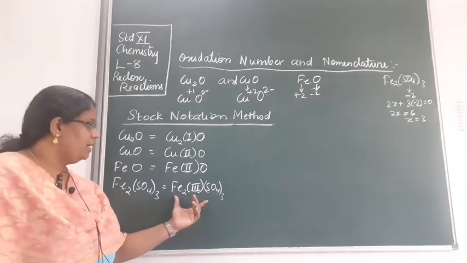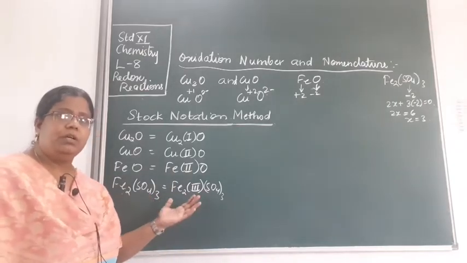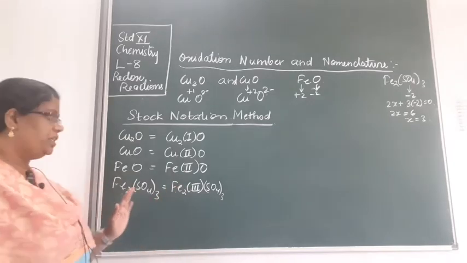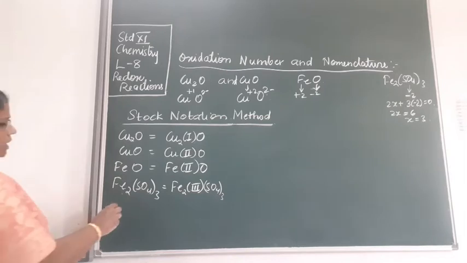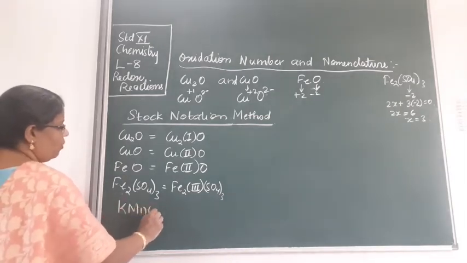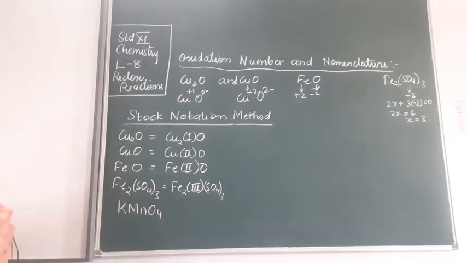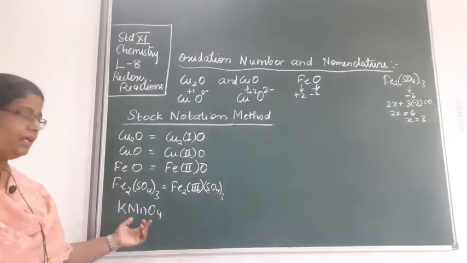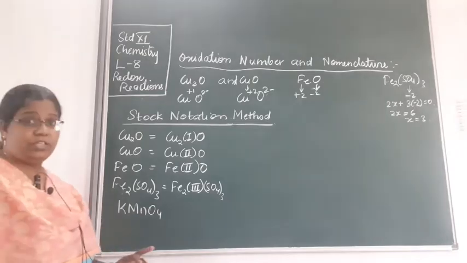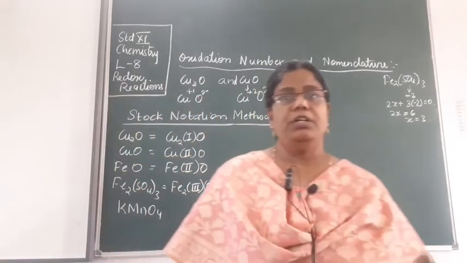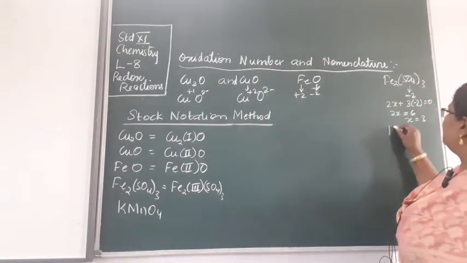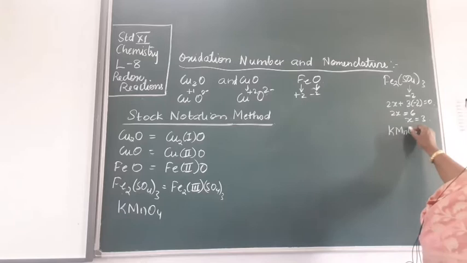तो इस तरह से this kind of notation to show the molecular formula of a compound is called the stock notation method. Many other compounds you can take. Say for example KMnO4. KMnO4 में K का तो +1 ही रहता है, O का भी -2 ही रहेगा, बट Mn का ऑक्सीडेशन स्टेट can vary. It can be +7, it can be +4, can be +2. Okay. So KMnO4 में what is the oxidation state of Mn?